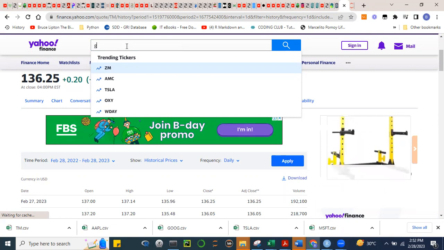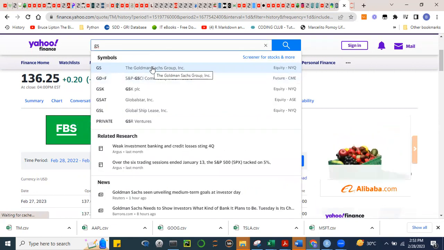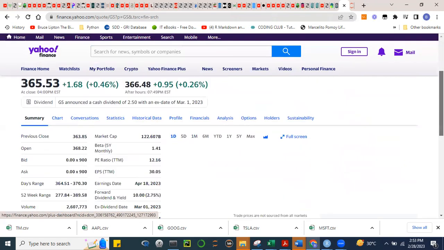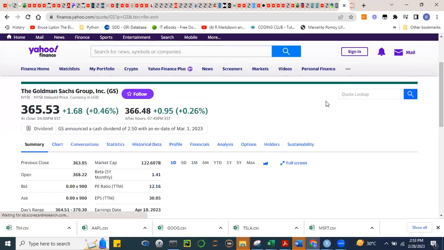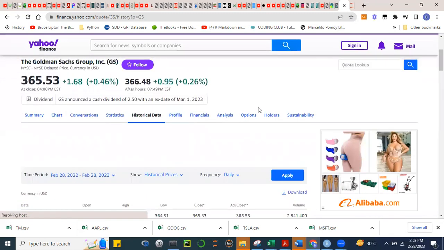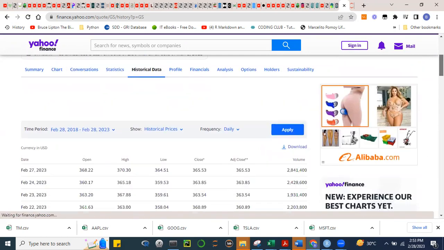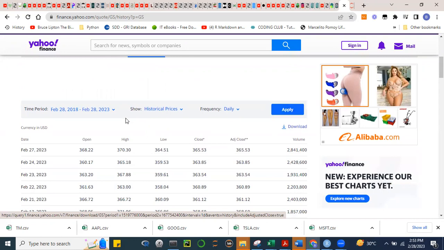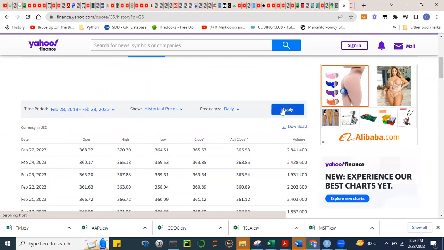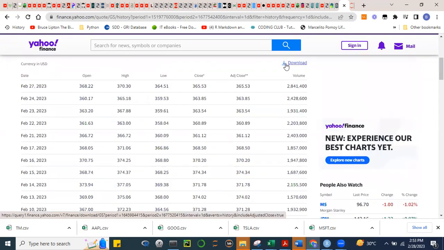Okay, sige, GS, Goldman Sachs, Financial Services. Here, the Goldman Sachs Group, GS. Okay, meron tayo sa Financial Services. Okay, historical data once again. And then let's do a 5-year. Make sure that we apply the 5 years. Nalagay ko bang 5 years? Okay, 5 years. Okay, apply. And then download.